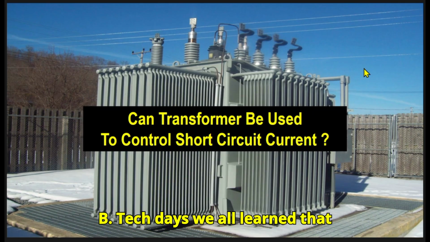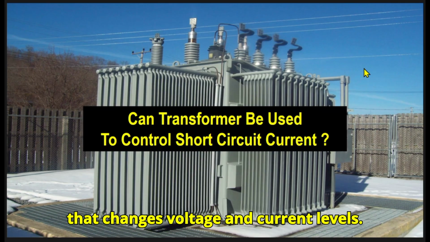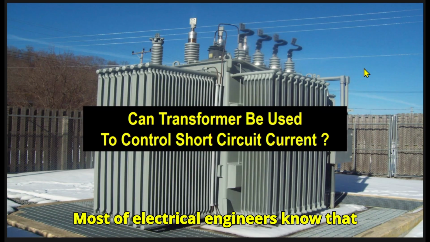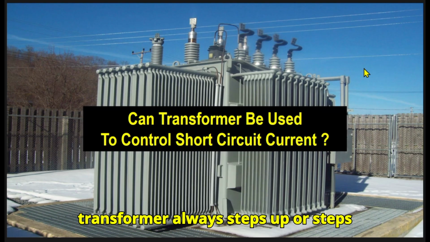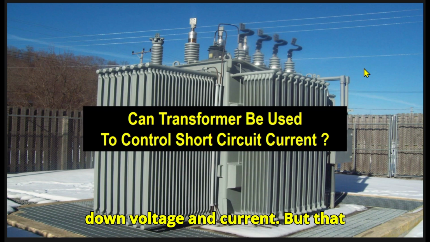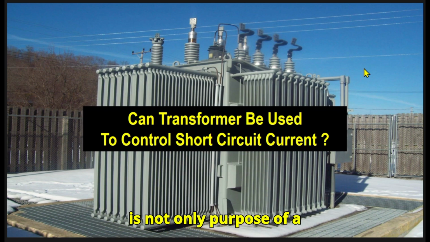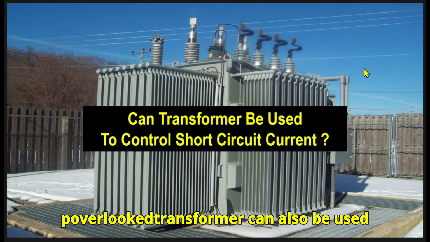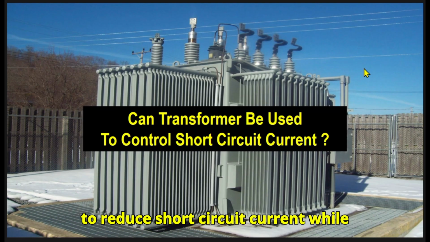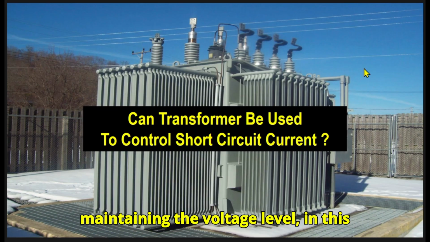Since our BTech days, we all learned that a transformer is simply a device that changes voltage and current levels. Most electrical engineers know that a transformer only steps up or steps down voltage and current, but that is not the only purpose of a transformer. There is another very important function that is often overlooked. A transformer can also be used to reduce short circuit current in the system while maintaining the voltage level.